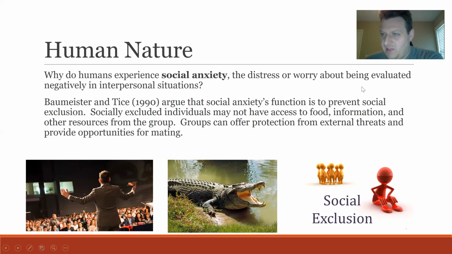So social anxiety lets us know, ooh, if I get up there and dance on the table, people are going to make fun of me, and they're not going to want to hang out with me later. So I probably shouldn't dance on that table. So that's why social anxiety might have developed in human beings. All right, one explanation.